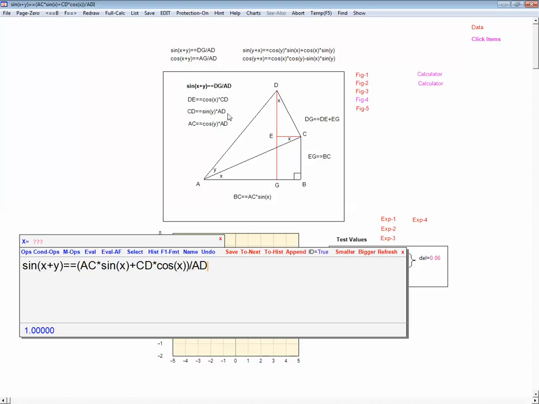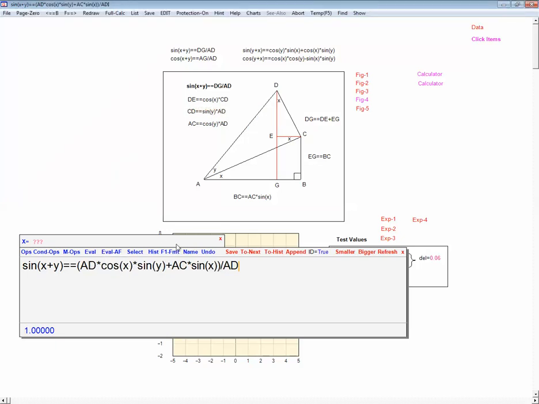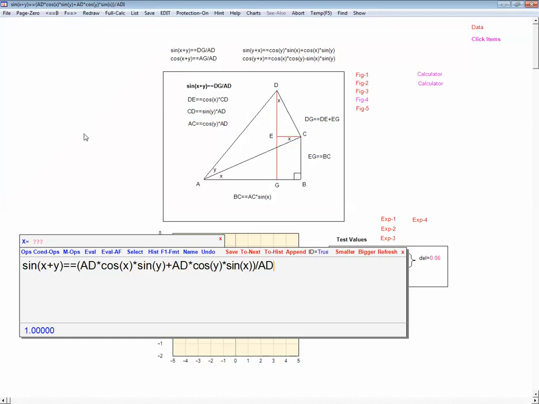What do we got? We got a CD, so let's make that substitution. And we got an AC. Let's make that substitution. So these are all substitutions that we are allowed to make because of really just definitions of cosine of y and sine of x, etc. Now look at this. We have an AD in one of these terms. We have an AD in the other term. And we have an AD in the denominator.